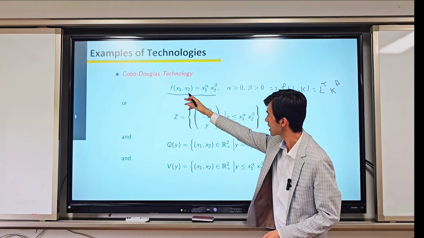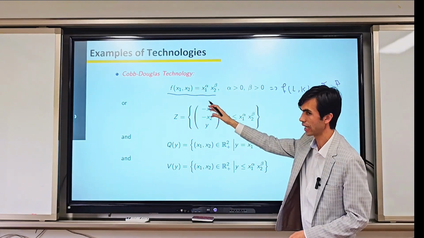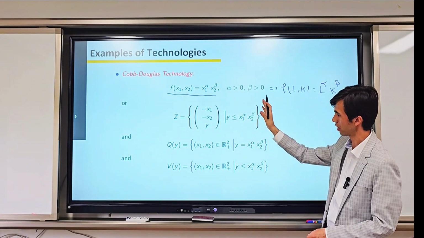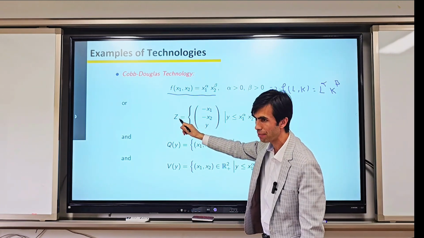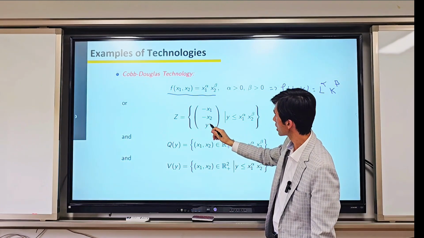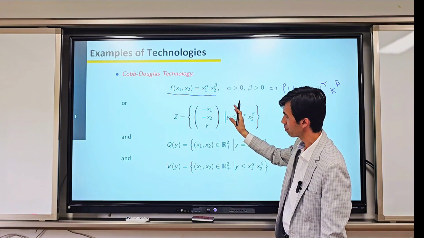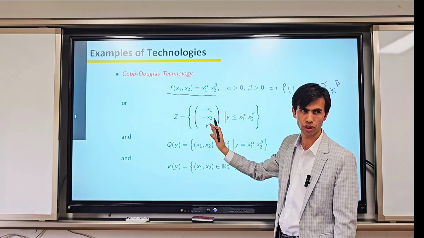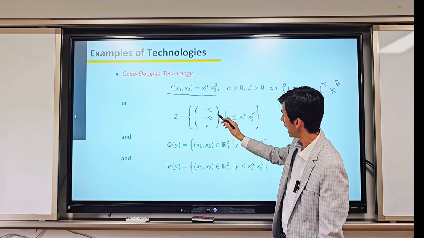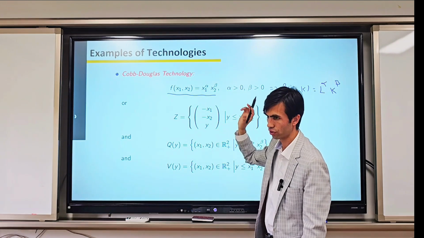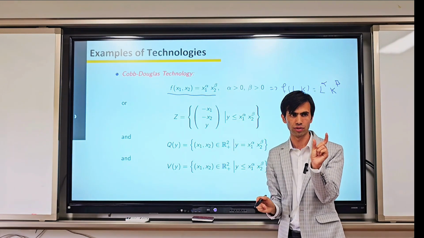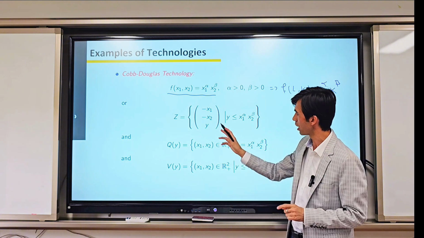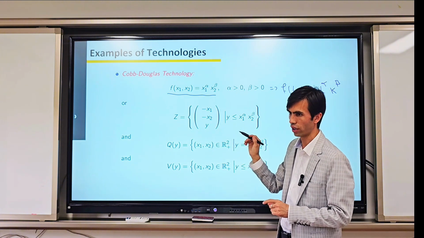So it means x1 is labor and x2 is capital. They are just a matter of notation. And this one, Z capital, shows the production possibility set of the Cobb-Douglas technology in the case of 2 inputs and only 1 output. Here we have only 1 output, but 2 inputs. We are combining x1 and x2 to get y.